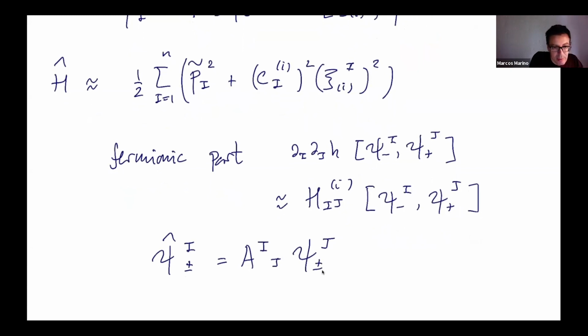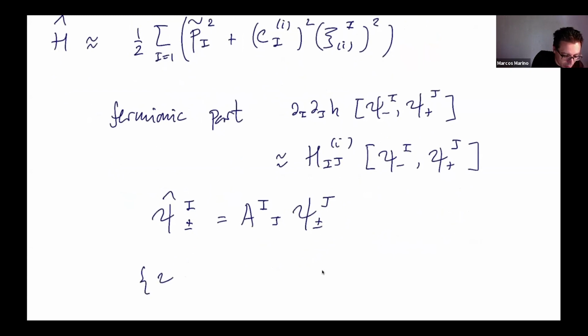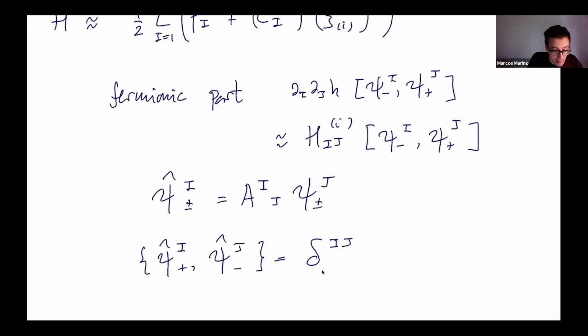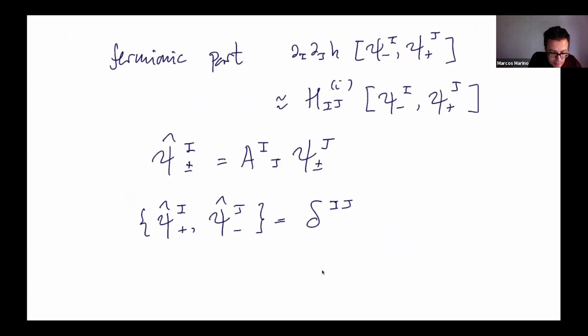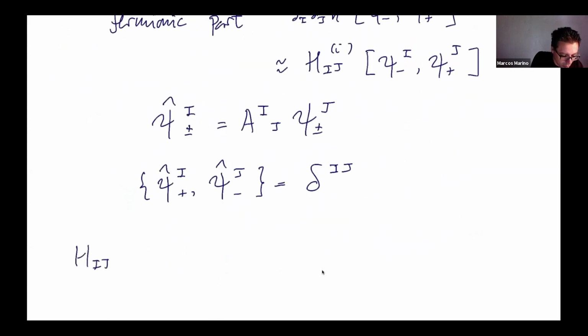And this being orthogonal doesn't change the anti-commutation relation. So these new fermionic operators anti-commute in the same way. But now we can simplify this expression a lot, because this is a one-line calculation, but it's worth doing it.